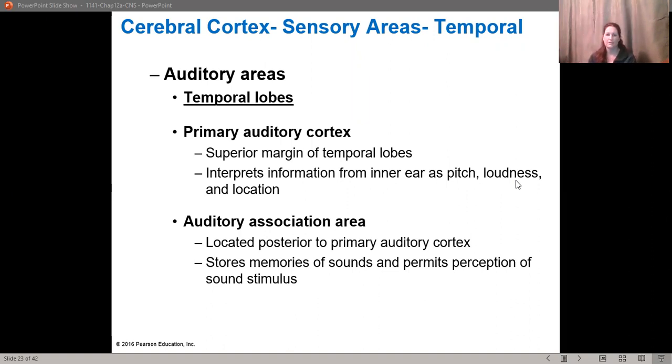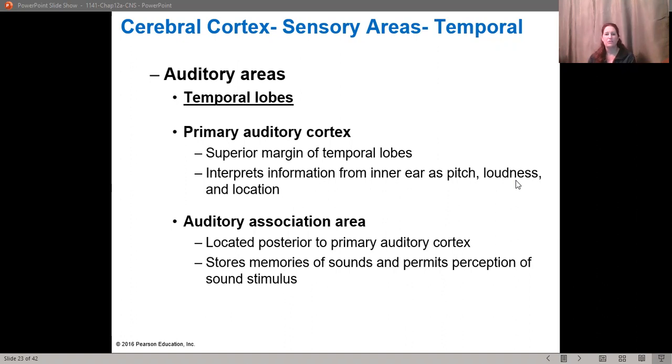So the primary auditory cortex gets that auditory information. The auditory association area takes that raw data and says, oh, I know that song, or that sounds like jazz, or that sounds like rock and roll, or it sounds like Adele, or it puts meaning to that information.